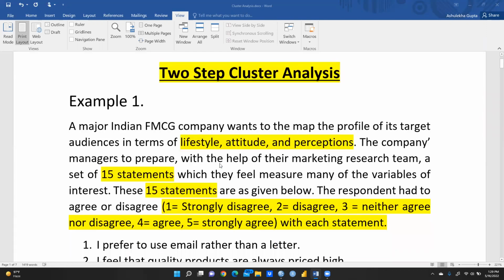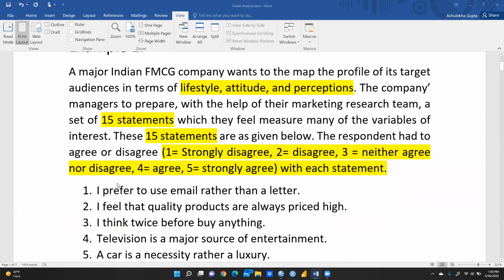A major Indian FMCG company wants to map the profile of its target audiences in terms of lifestyle, attitude, and perceptions. The company's managers prepared, with the help of their marketing research team, a set of 15 statements which they feel measure many of the variables of interest. These 15 statements are as given below. The respondents had to agree or disagree: one means strongly disagree, two disagree, three neither agree nor disagree, four agree, five strongly agree.